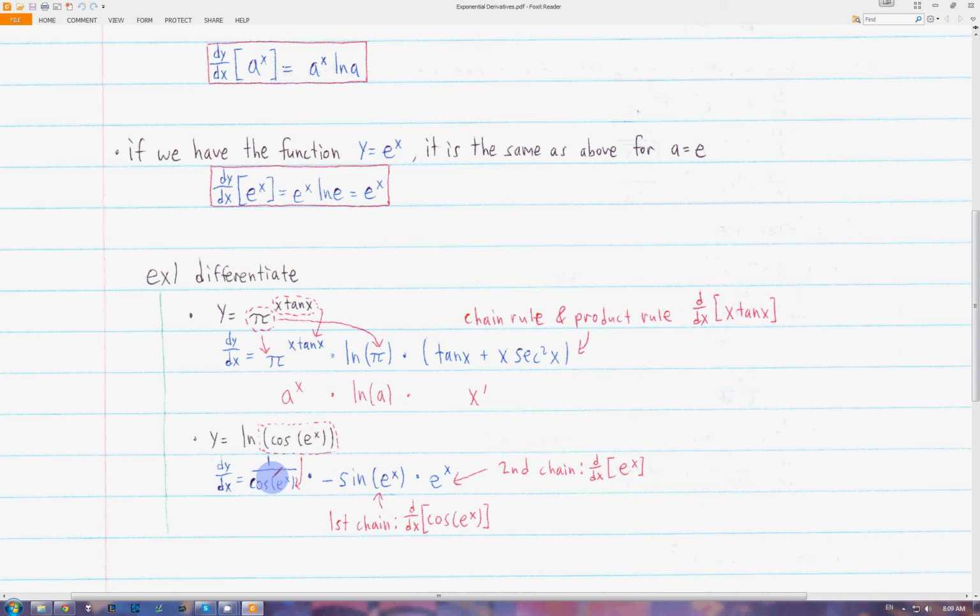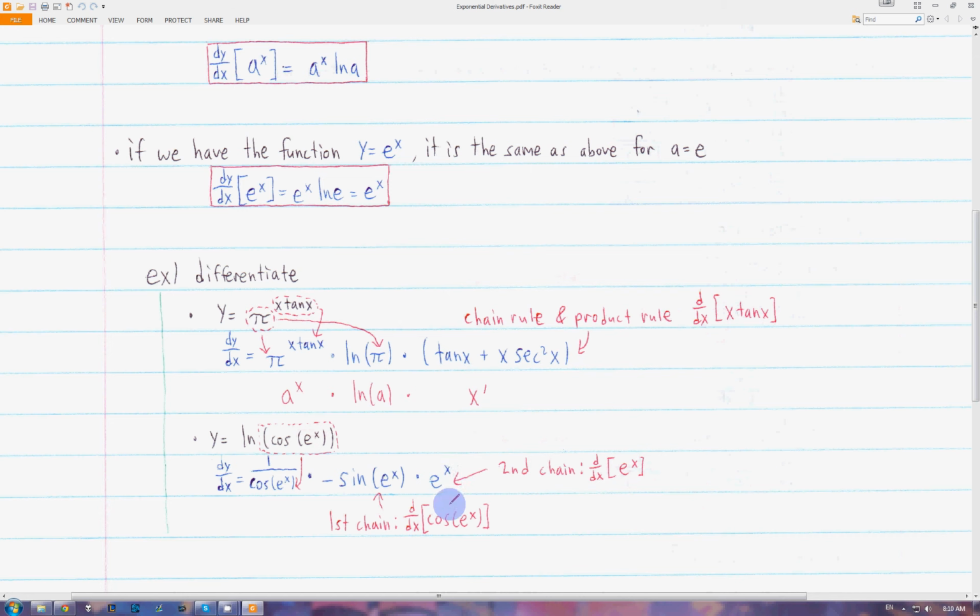And then moving inside, our second function is the cosine of something. And the derivative of the cosine of something is negative sine of that something. So here the inside is e to the x. So our next term is negative sine of e to the x. And then our most inside function is e to the x. So the derivative of e to the x is just e to the x.